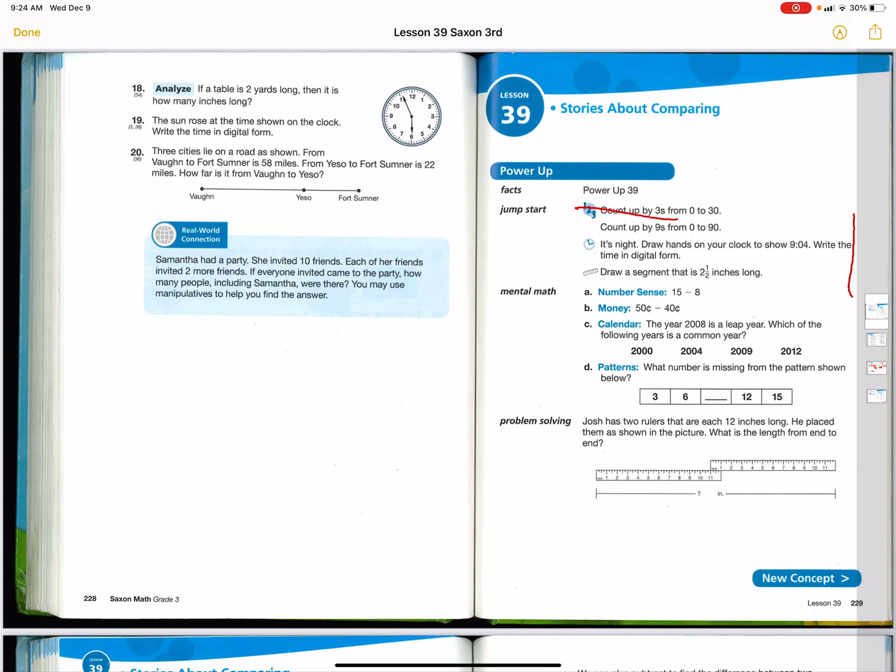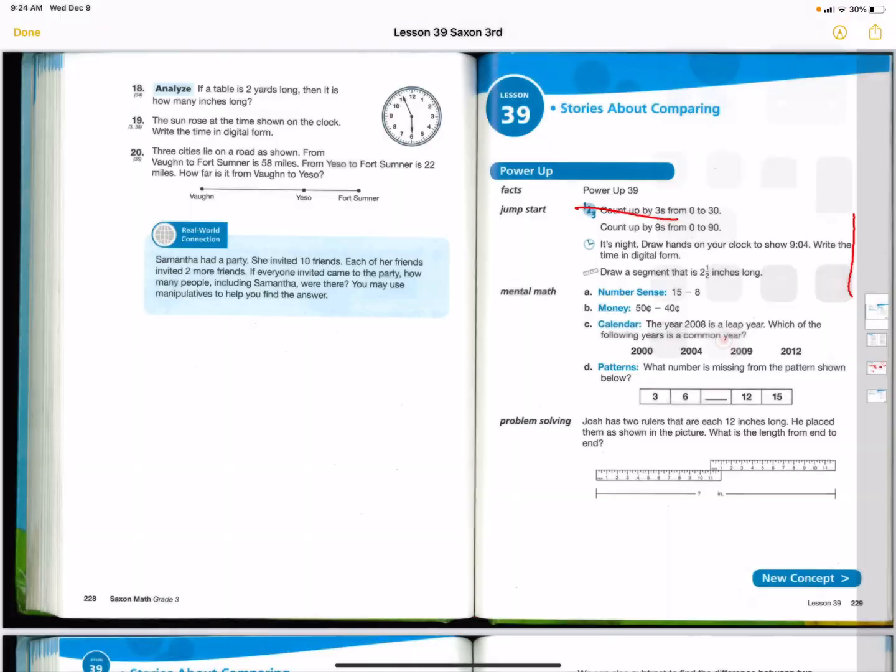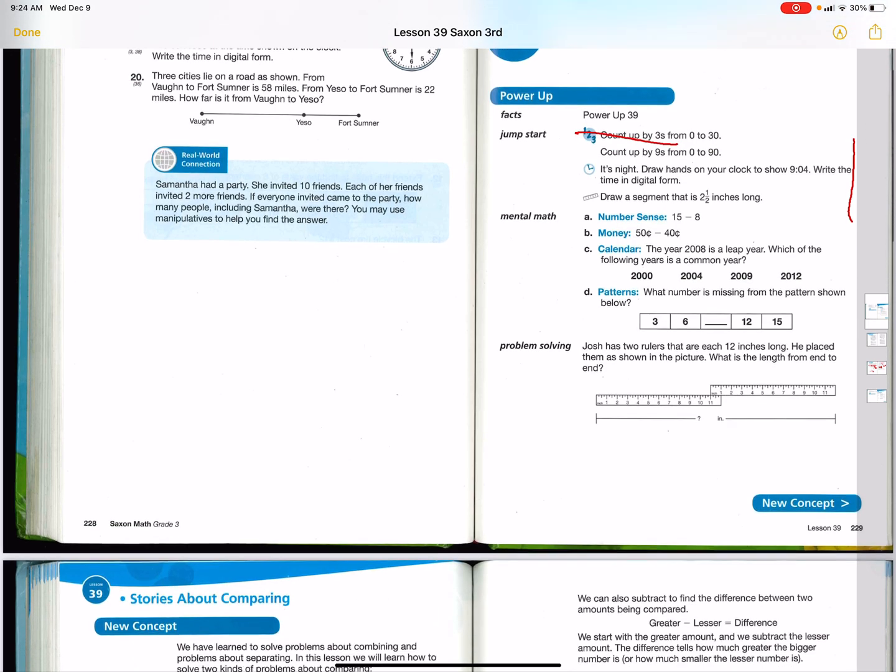This is lesson 39, stories about comparing. If you are a remote learner, you only have to do 15. Okay, so I would not do the hardest ones. I would do some of the ones you're more comfortable with.